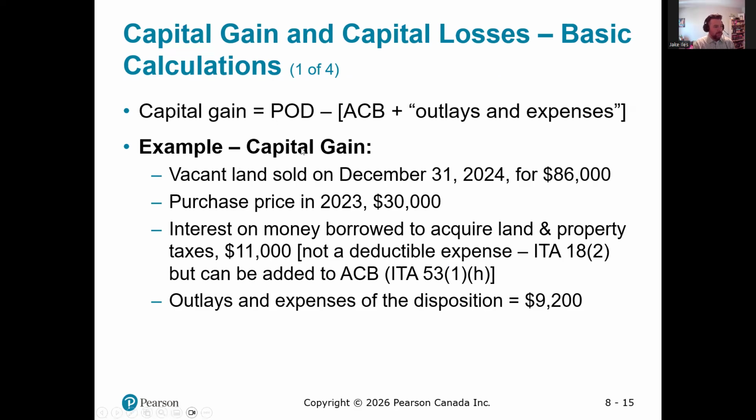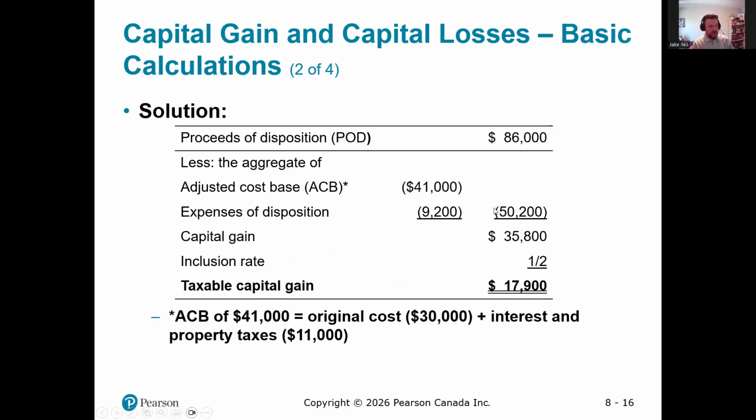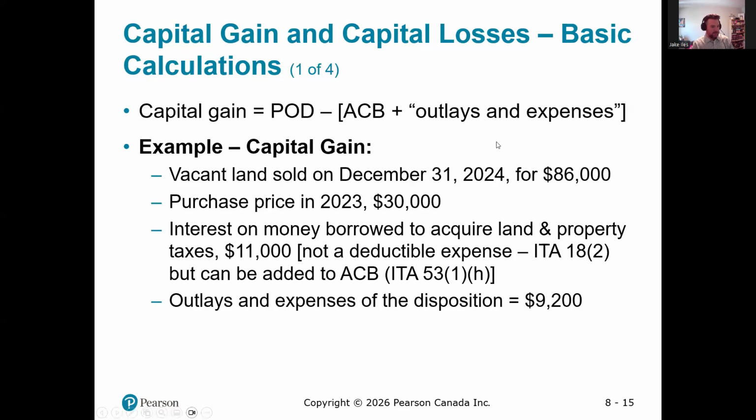So an example of a capital gain is vacant land sold for $86,000, but we bought it the year before for 30. So the difference of that is $56,000. So we're starting with a $56,000 capital gain. 86, our proceeds, minus our $30,000 cost. Interest on money borrowed to acquire the land and property taxes was $11,000. Outlays and expenses was $9,200.